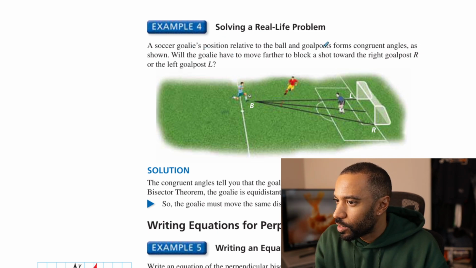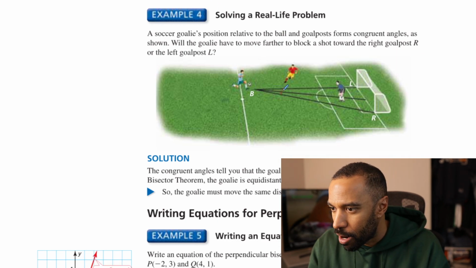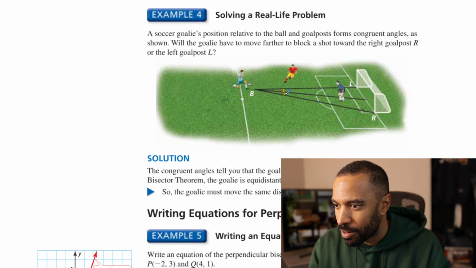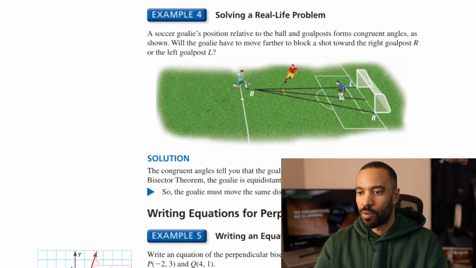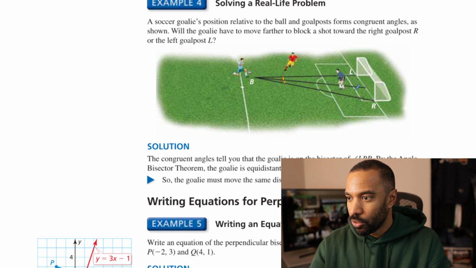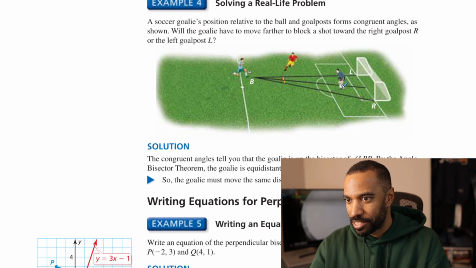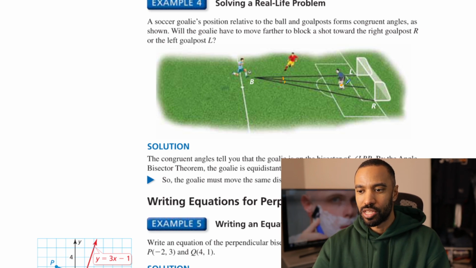So a soccer goalie's position relative to the ball and goalposts forms congruent angles as shown. It's not really marked well, but I see a mark there and there. Those are congruent. They're asking, will the goalie have to move further to the right or left? Well, if the goalie is on the angle bisector, then the goalie should have to move the same distance to the left as to the right.